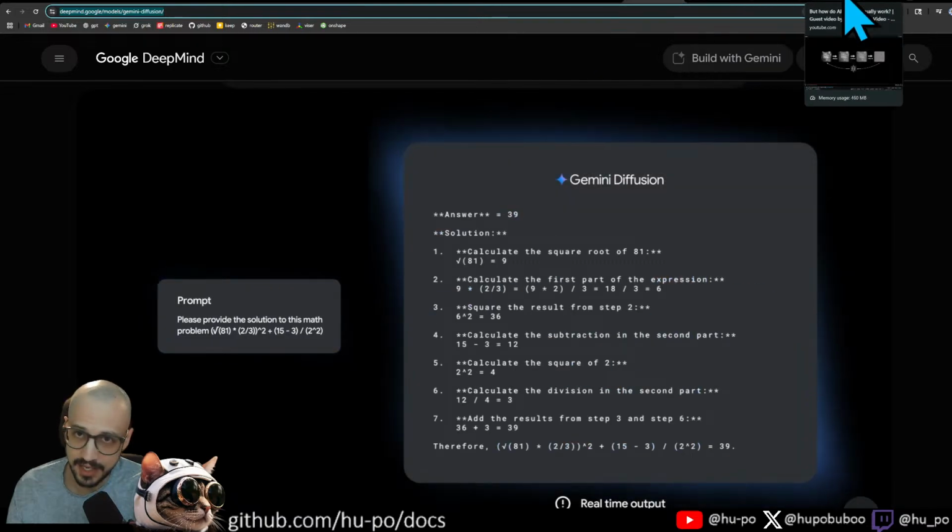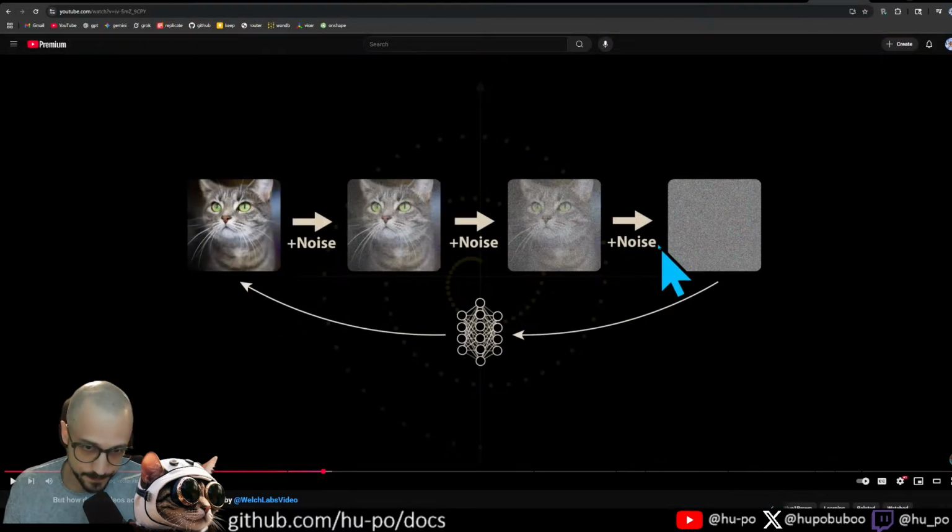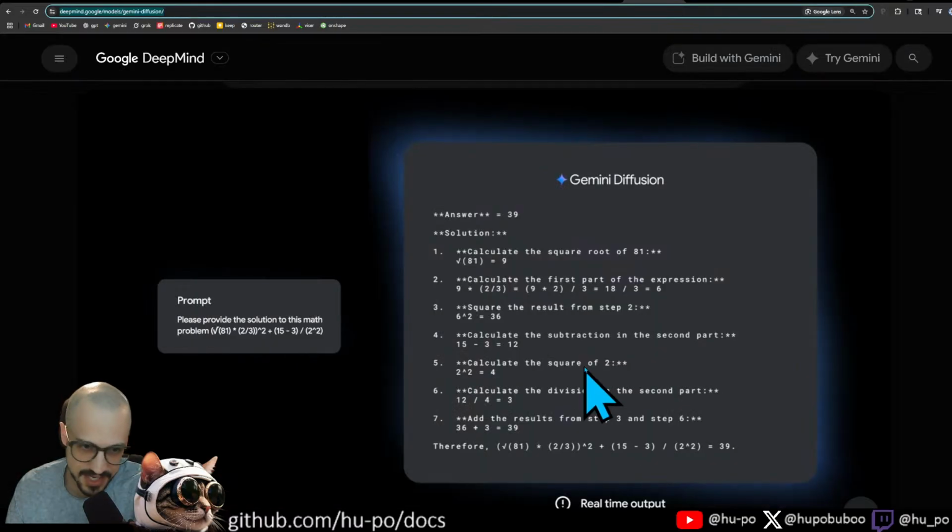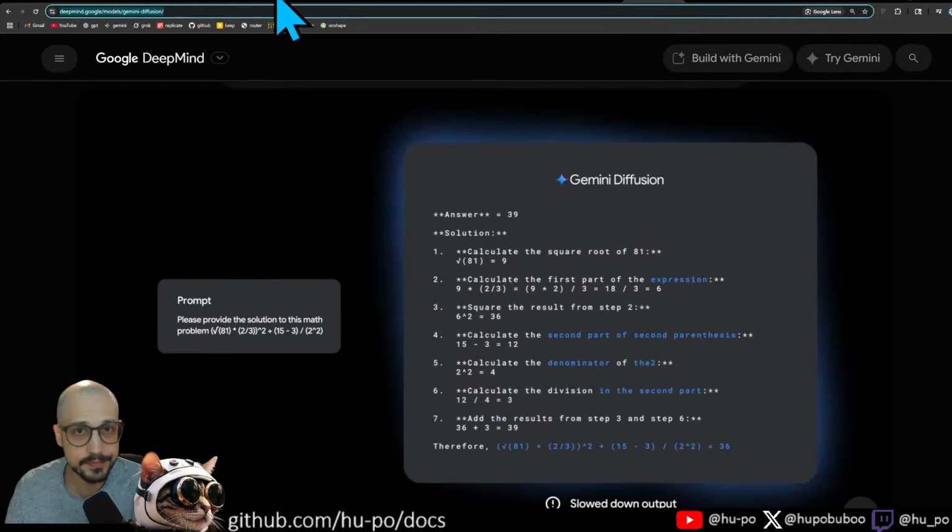This is very similar to the core idea of a diffusion model, which is basically reversing time and going from pure noise to a point in this high-dimensional space that represents a coherent semantic concept, like a cat, or in this case, the answer to this question.